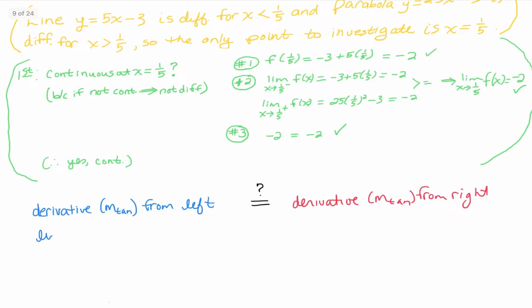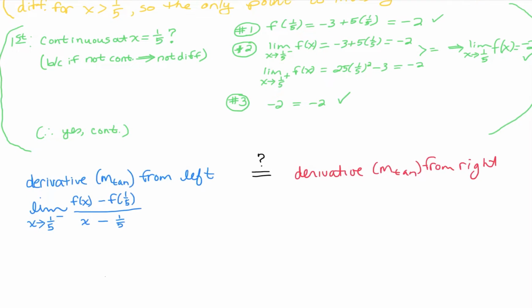So this is where we're going to go back to our limit definition for the derivative at a specified point. This is the definition from section 2.1, and we're going to look at it from the left, and we're going to look at it from the right. So the limit as x approaches 1/5 from the left of f of x minus f of c, which in this case is 1/5, all divided by x minus c.